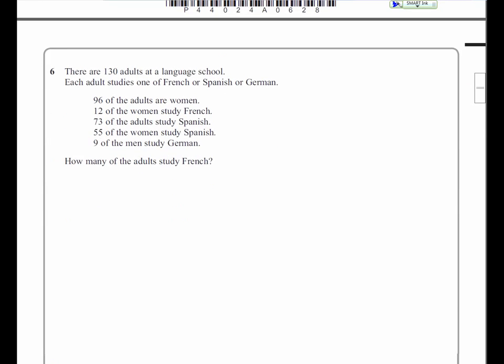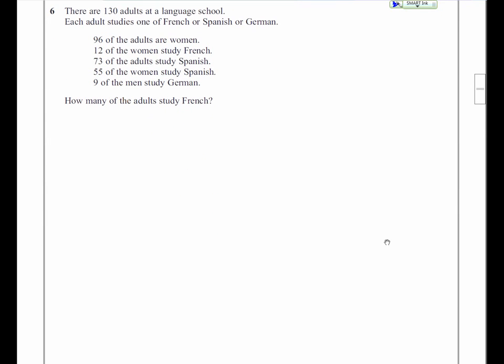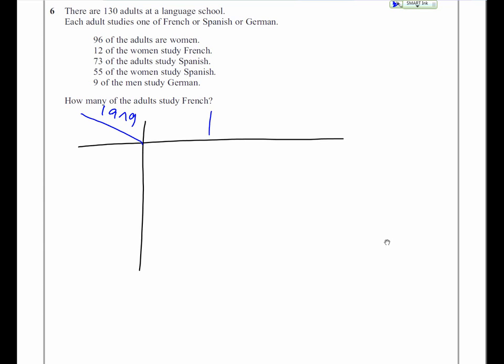Question 6. There are 130 adults at a language school. Each adult studies one of French or Spanish or German. 96, you can do these in diagrams, you know. I think I'll show you this because I've not shown it to you before. So it's called a two-way table. You might have seen one before. So we can do here the language, and we're going to have going across French, Spanish, German.